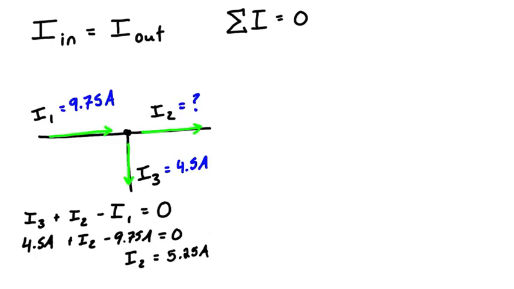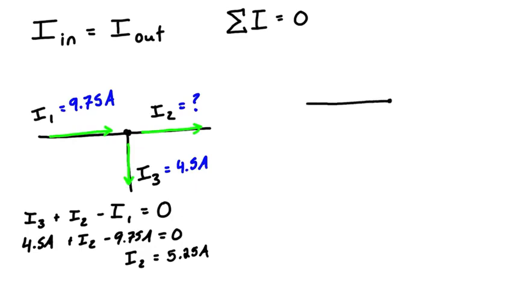Now, this is a positive value, so this means that it is indeed going in the direction that we assumed when we just arbitrarily labeled it as leaving the junction. If we got this as a negative value, it would just mean that the current is actually flowing the other way. All right, let's draw another slightly more complicated example of a wire node.